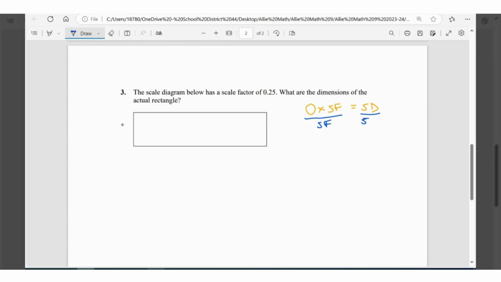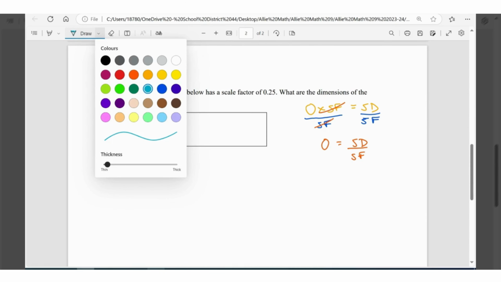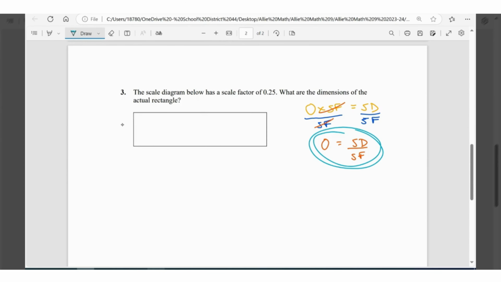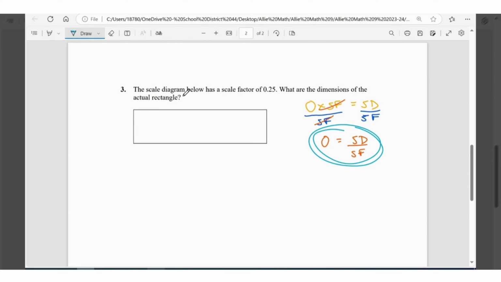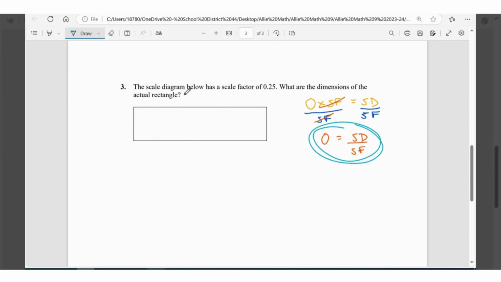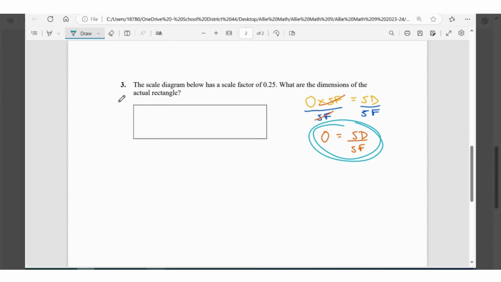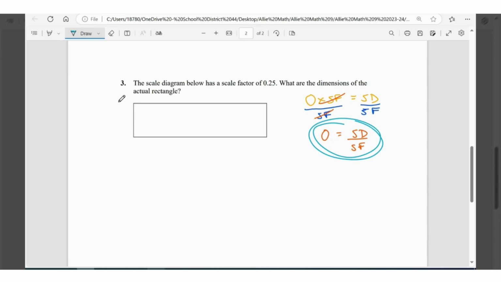What we do to one side, we do to the other. And remember, this will cancel this out. Anything divided by itself is 1. So we are left with another version of the equation: the original equals the scale diagram divided by the scale factor. Okay, so that's a good one to have as well. So let's see. The scale diagram below has a scale factor of 0.25. What are the dimensions of the actual rectangle?